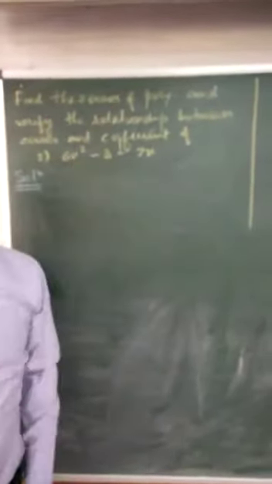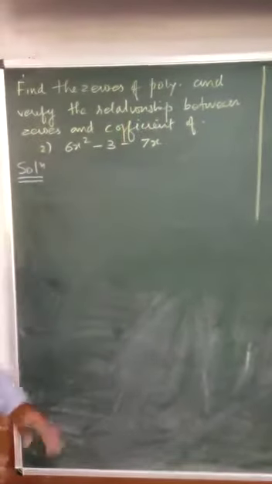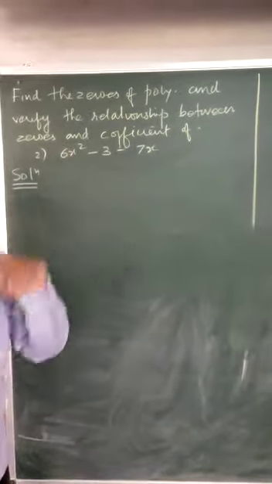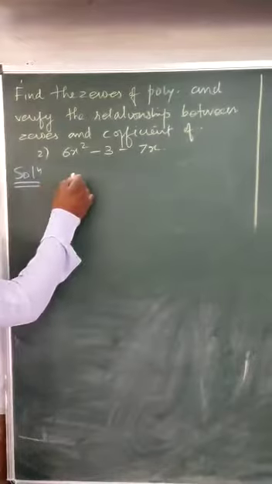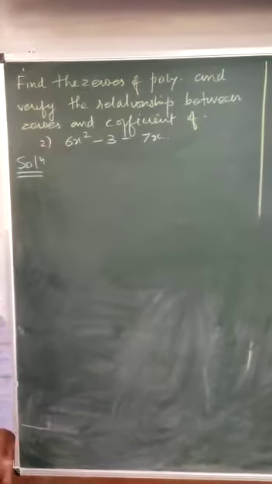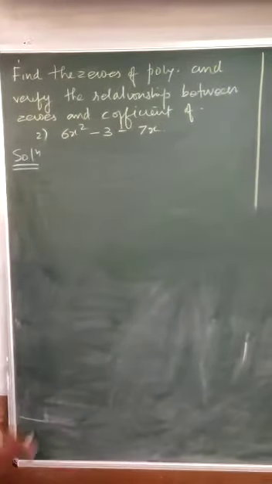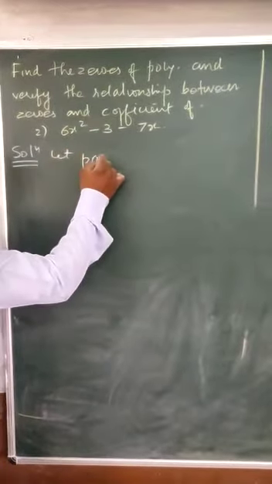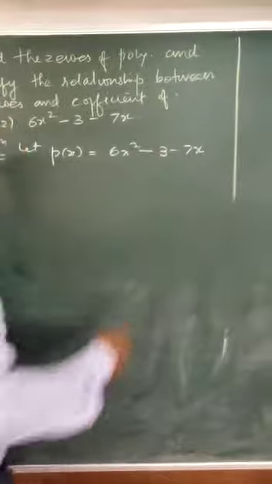In this video we are going to discuss one question. Find the zeros of the polynomial and verify the relationship between the zeros and the coefficients of this particular polynomial. Here we can see that the degree of the variable x is 2, so this is a quadratic polynomial. So we can assume p of x is equal to 6x square minus 3 minus 7x.